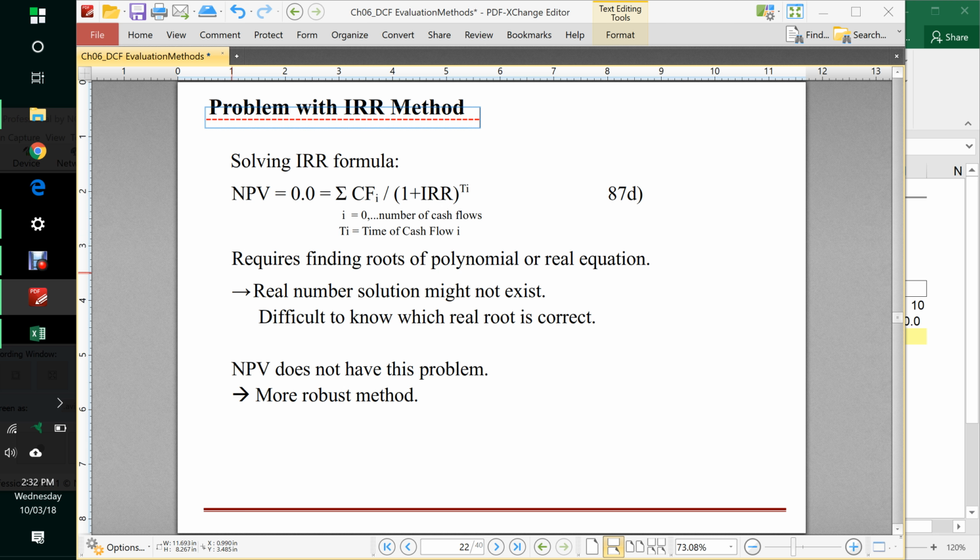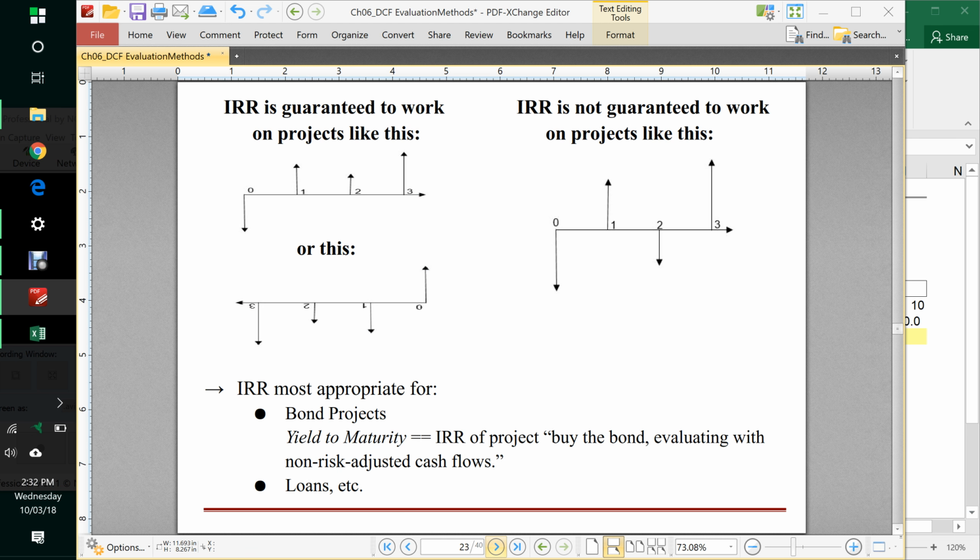We know that whenever we solve for an IRR, we're finding the roots of a polynomial or a real equation. As we know from high school algebra even, a real number solution might not exist, and sometimes we have multiple roots. We don't know which root is the right root. NPV never has this problem. It's a more robust method, and that's why it always works.